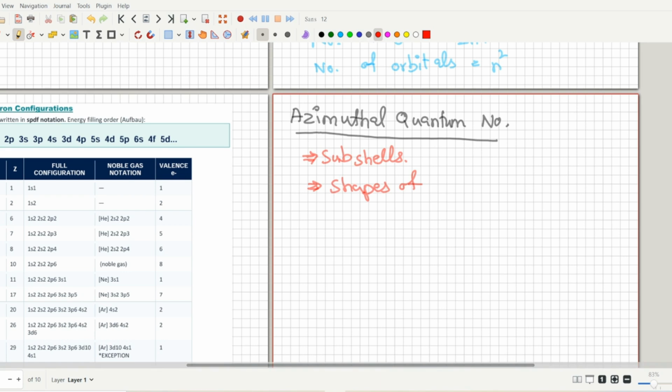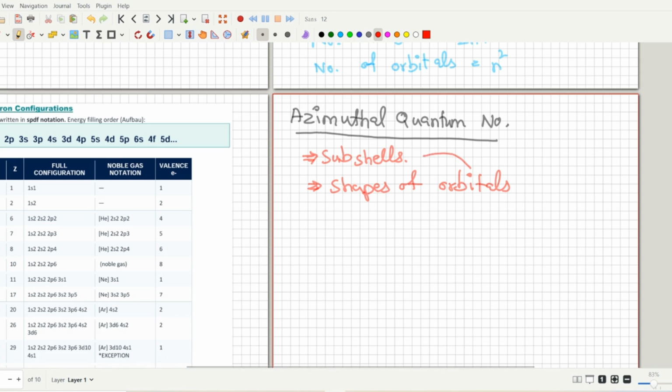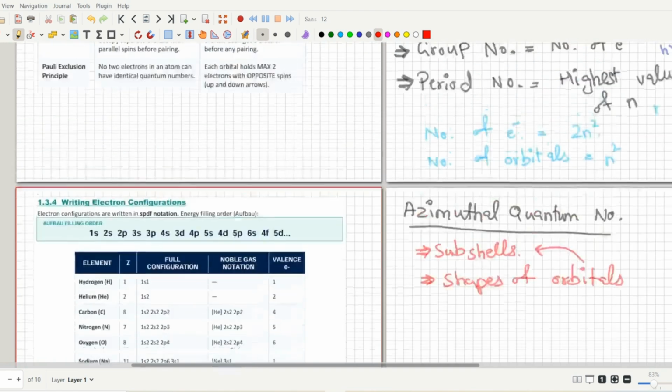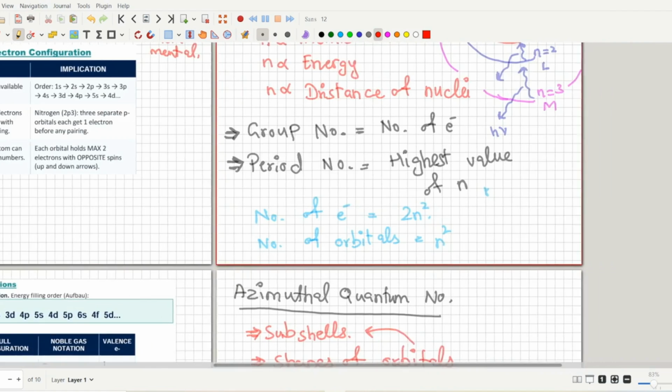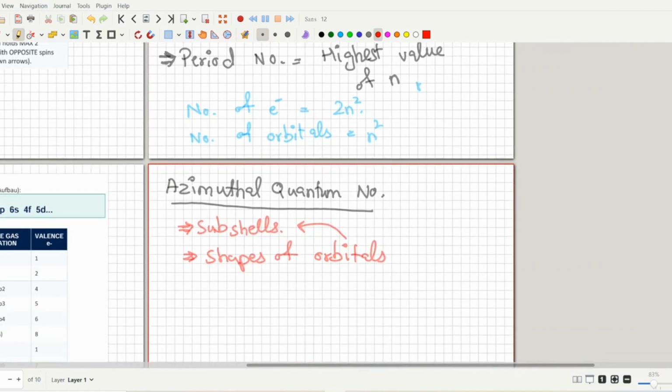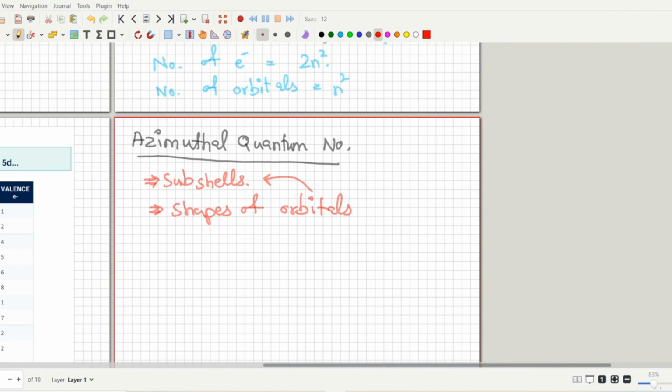Not about orientation or degeneracy of orbitals, but just the shape of orbitals, because shape of orbitals are defined by the subshells, so that's why it is related with the subshell part. The shapes of orbitals, we have already discussed them in our recent table that was about SPDF. You know that the shape of s orbital is spherical, p orbital is dumbbell, and for d orbital is double dumbbell or sausage or complex, while for f it is very complex. So azimuthal quantum number tells you about subshells and shapes of orbitals.